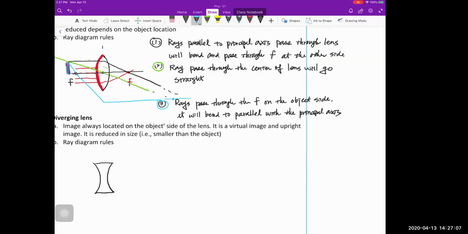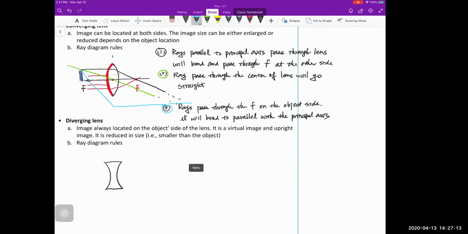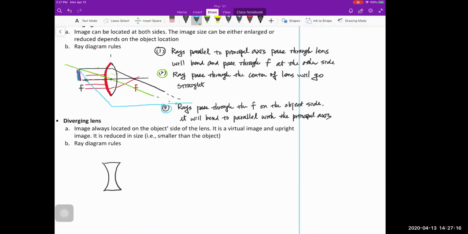Okay, any question about this part? I have a question in the chat room. Zoom out like this. Okay, question about this?